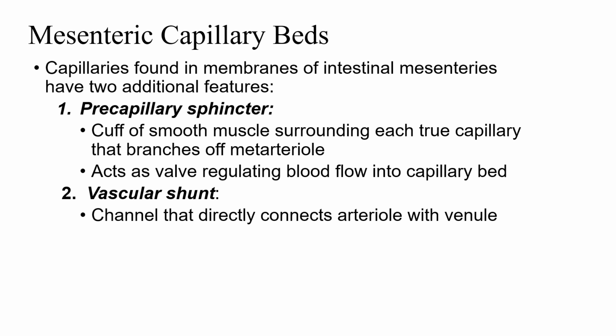There are special capillary beds located in the intestinal mesenteries, and they have two features that allow them to control blood flow here. The first being the precapillary sphincter. So before it reaches the capillary, there is a sphincter that can regulate blood flow into the capillary bed. On the venular side, there is a vascular shunt.